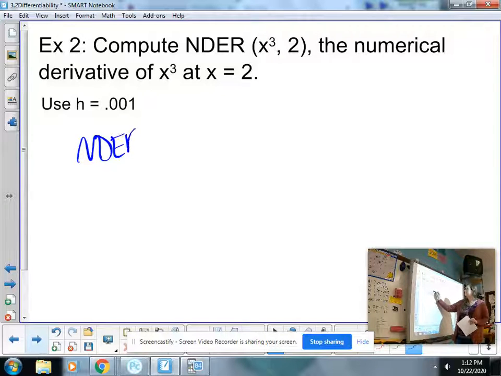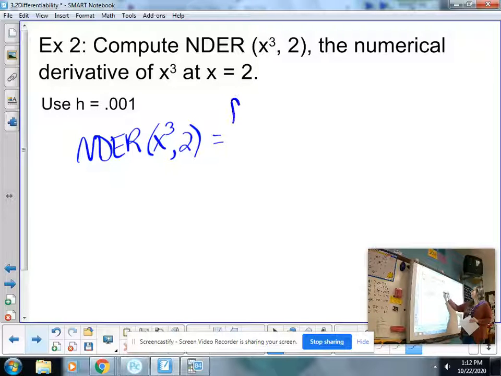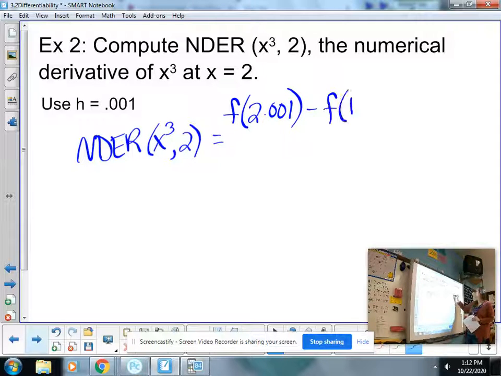So my nderiv of x to the third and 2 would be equal to, I would be looking at f of 2.001 minus f of 1.999, and then divided by 0.002.